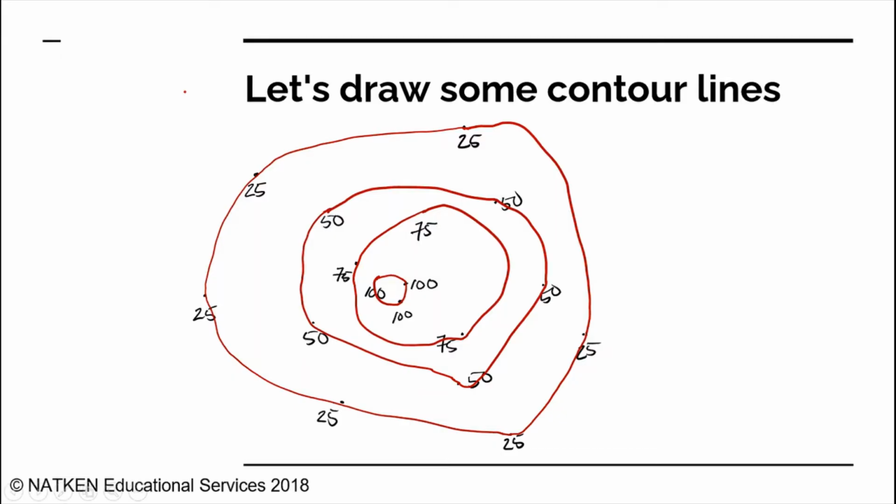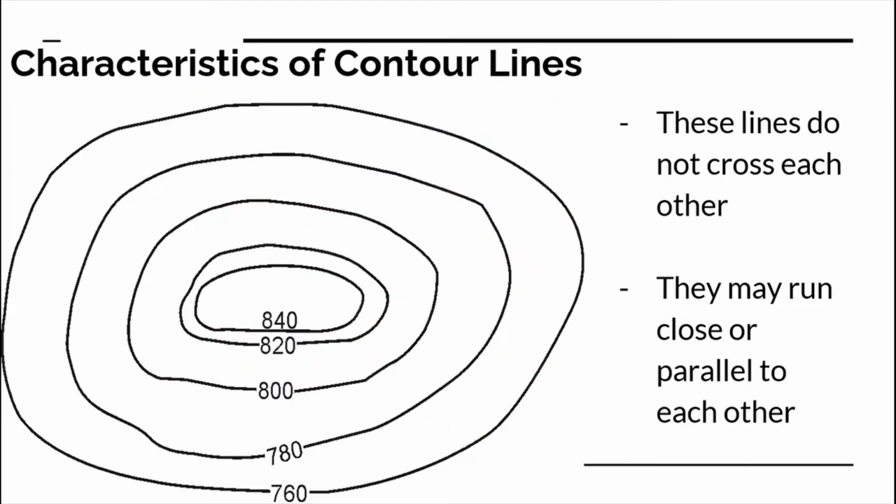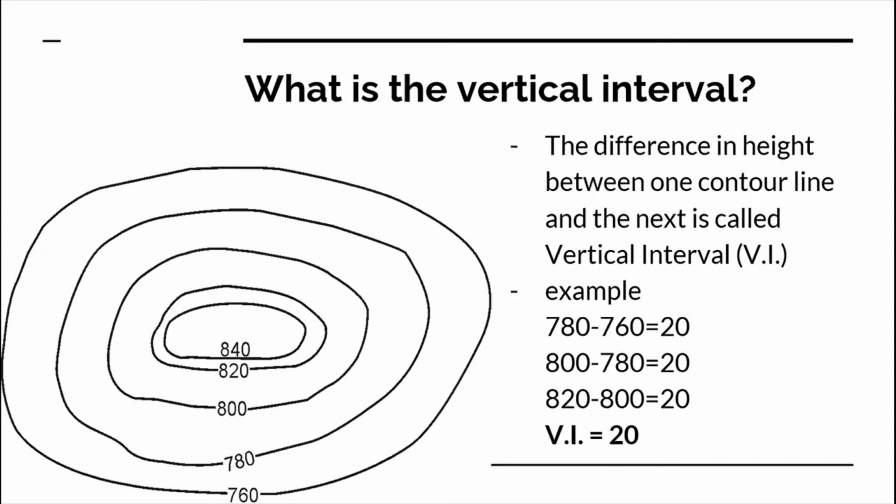So we have noticed some things about contour lines, or some special characteristics, as we would call them. The first one is that these lines do not cross each other. They may run close to each other, as is the case here, or they are parallel to each other, but they do not cross each other. What we notice as well is that they all have a number attached to each one. Those numbers are very important as they are showing us exactly what height that line is representing.